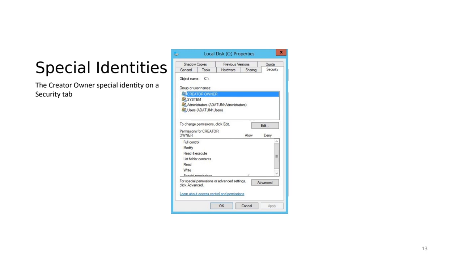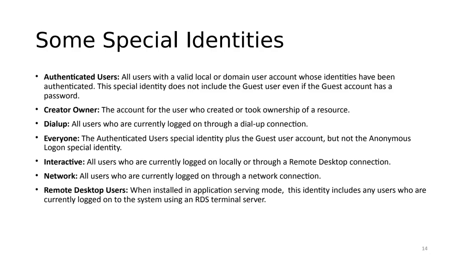Creator owner is a special identity. I cannot delete it, I cannot create it. We have also authenticated users, each one of them has a definition. Authenticated users: all users with a valid local or domain user account. What about network identity? All users who are currently logged on through a network connection. See, very specific.